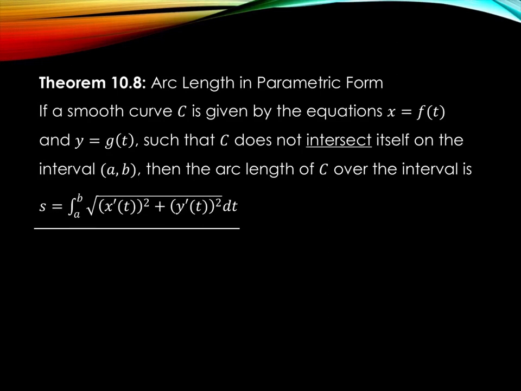So arc length specifically, you've done arc length in, I can't remember if it was, I think it's in Calc 2, towards the beginning of Calc 2. But we're going to look at arc length in this one from a perspective of parametric form. So if a smooth curve C is given by these equations, x and y, and C does not intersect itself, we wrote this one down last time, then the arc length of C over the interval is the integral from a to b of the square root of the derivative of x squared plus the derivative of y squared. We take the square root and then we integrate, okay?